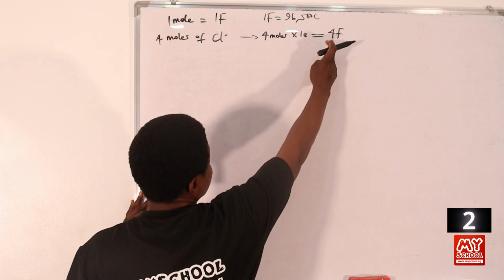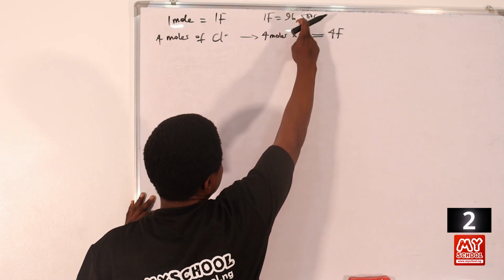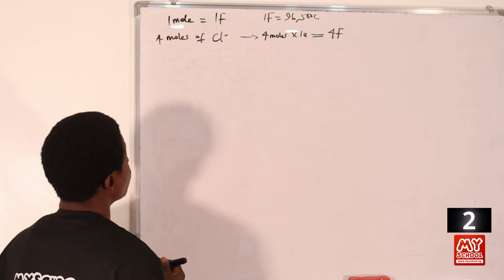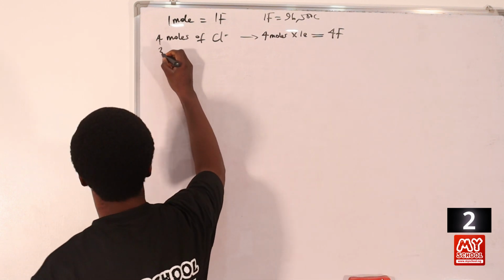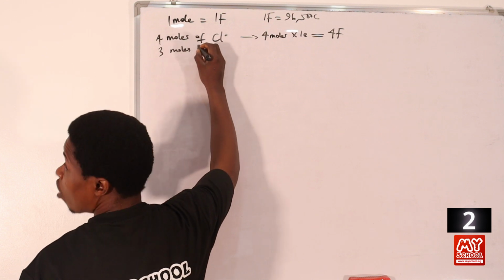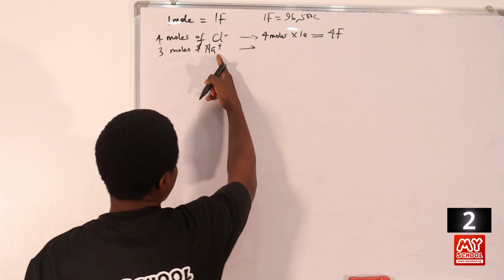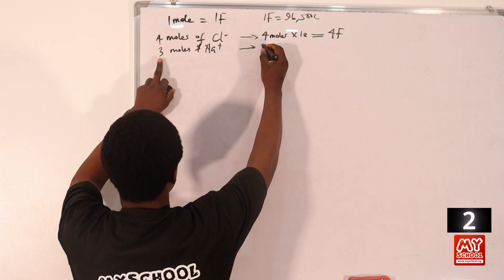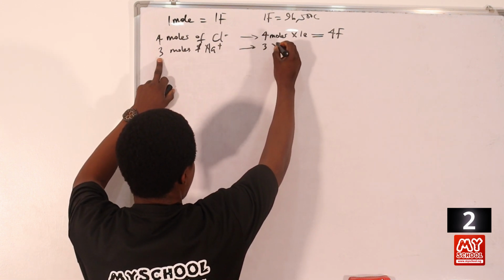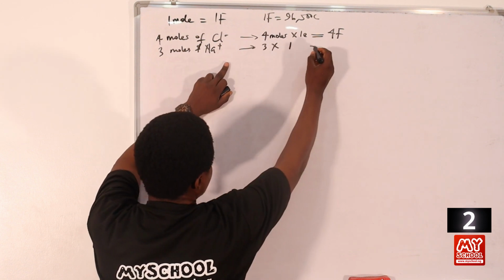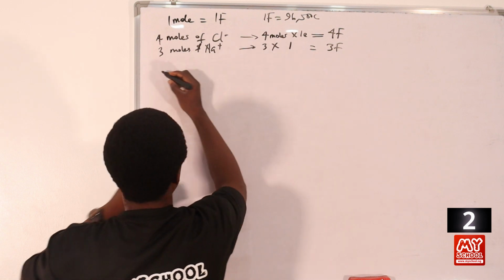There's no point going through all those routes. If not, you would have said 4 times 96,500, converting this to coulombs. It's still in quantity. So option B says 3 moles of sodium ion. Sodium ion is also going to have 1 electron. So we have 3 moles times 1 electron, because this is positive 1, so we have 3 Faraday. That's the quantity.